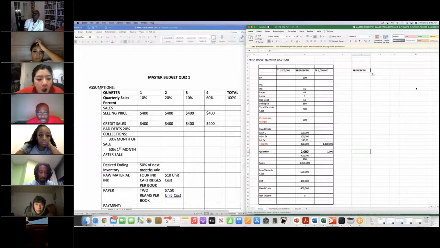Let's see. Talking about it. Evaluation. The UCM, the contribution margin, is the unit selling price minus the unit variable cost.